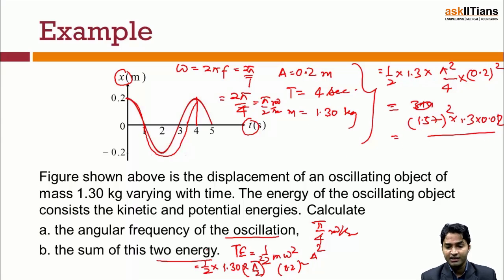So the total energy must be equal to 1 by 2 m omega square a square, and in the first part we wanted to know about angular frequency. So we got the answer of this part, and we did the question by substituting corresponding values in the corresponding formulas, and we got the answer.